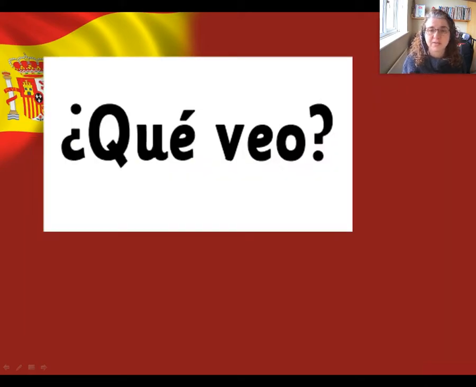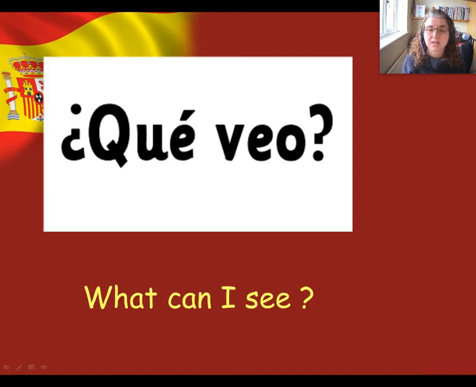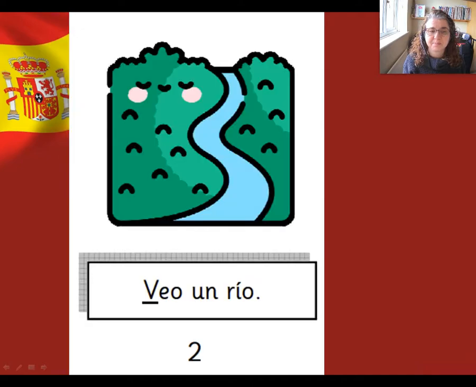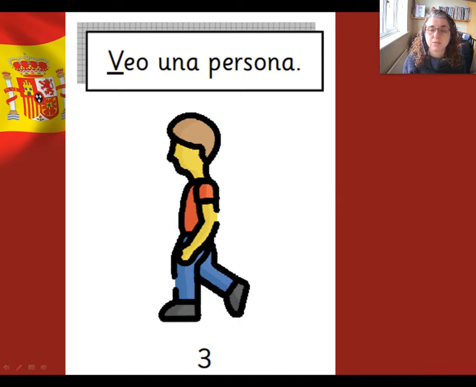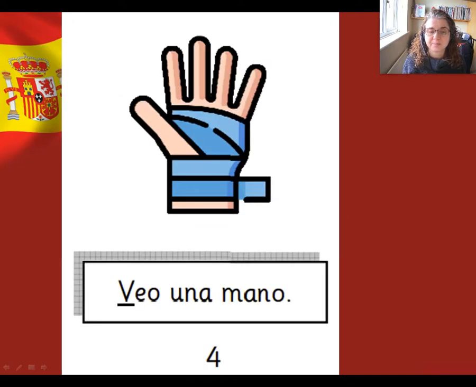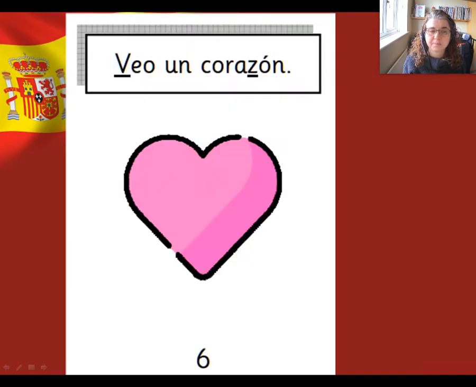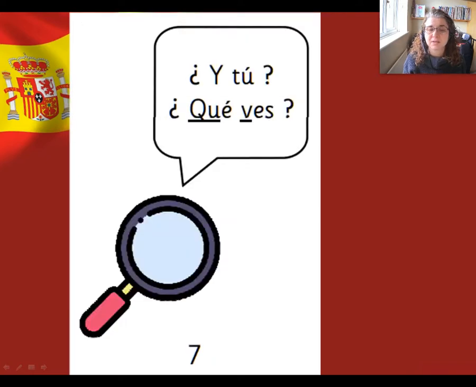Let's read a story featuring some masculine and feminine nouns. It's called Que veo, and que veo means what can I see? Let's read the story. Veo una casa. Veo un río. Veo una persona. Veo una mano. Veo un libro. Veo un corazón. ¿Y tú qué ves?